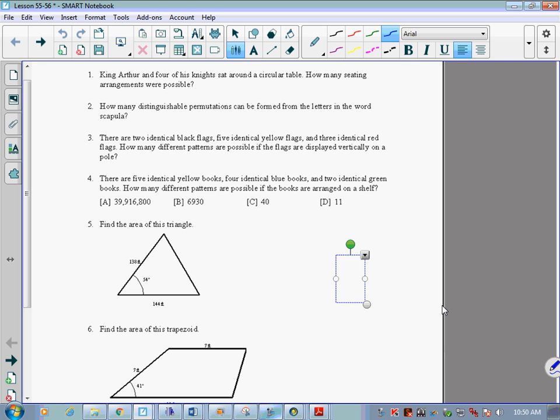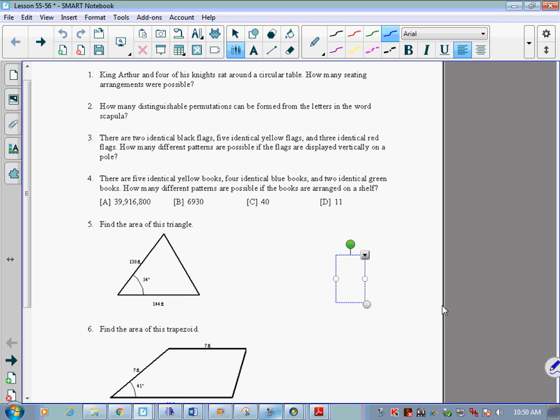Algebra 3, lesson 55, 56. Normally, we would spend a lot of time looking at what the book has to say about certain things. I'm going to just show you how to answer these questions, if that's all right with you.